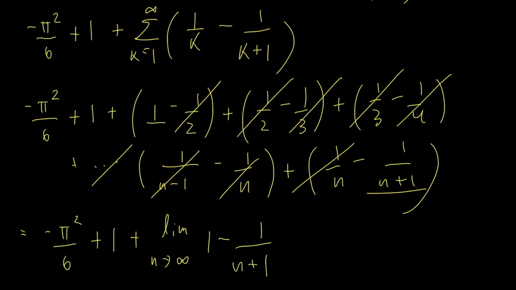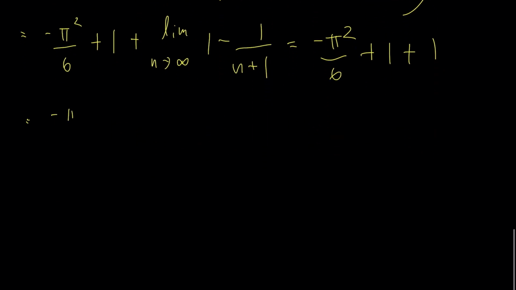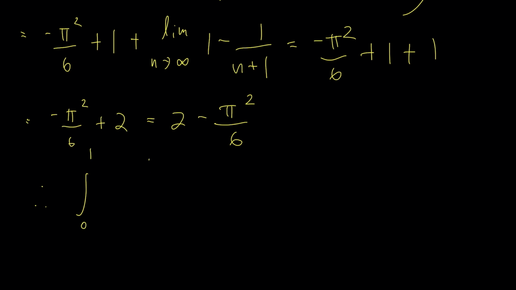But evaluating that limit, we just have a minus pi squared over 6 plus 1, and we have a plus 1. So this is equal to minus pi squared over 6 plus 2, which is equal to 2 minus pi squared over 6. So now we could say that therefore the integral from 0 to 1 of 1 divided by 1 plus the floor of 1 over x dx evaluates to 2 minus pi squared over 6.